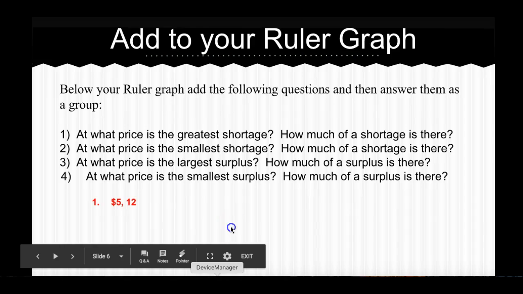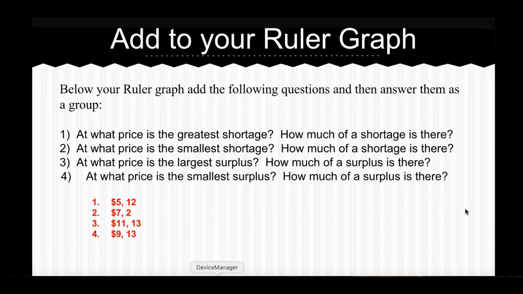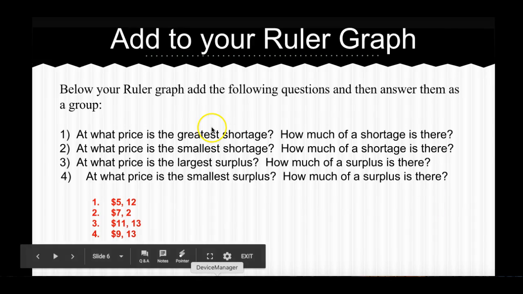So here's your answers to check. We just went through those. Okay, when I come back after fall break, we'll practice this a little more. All right, that's it for now. Let me know if you have any questions.